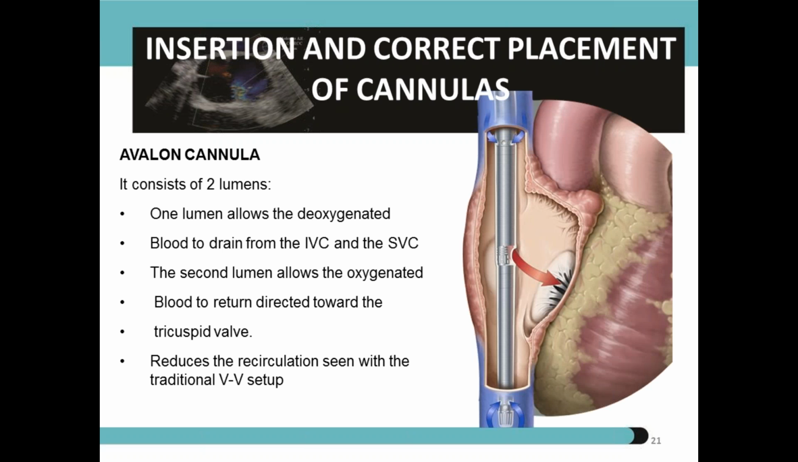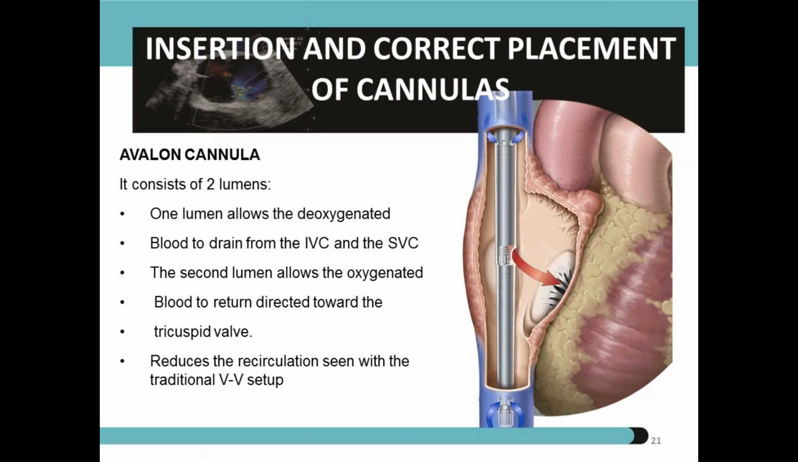reconstruction. So when you put in an Avalon cannula, we know about the Avalon cannula, I'm sure you're hearing about it so much. The blood here drains from the IVC and the SVC, and you have one lumen which allows the deoxygenated blood to drain from the IVC and the SVC, and a second lumen which allows the oxygenated blood within the same pipe to return towards the tricuspid valve. So when you have the Avalon cannula put in, always keep seeing the IAS and the tricuspid valve. The opening of this cannula should face the tricuspid valve. So keep seeing the tricuspid valve and the position so that this entity called recirculation does not set in.